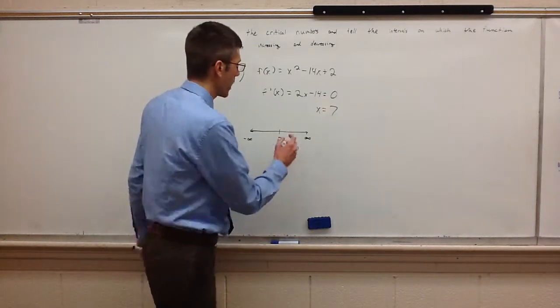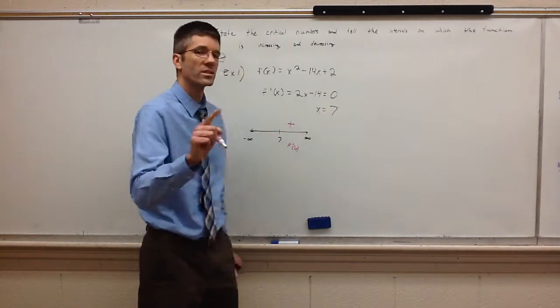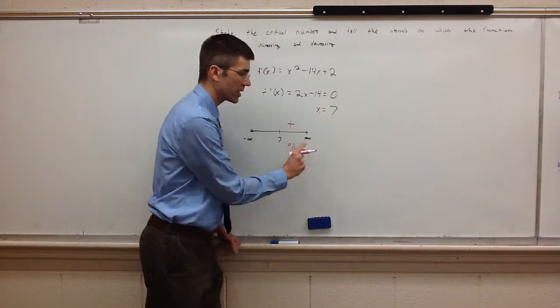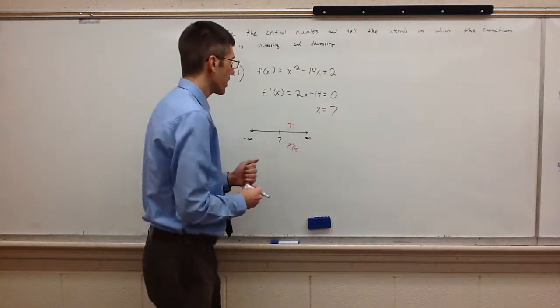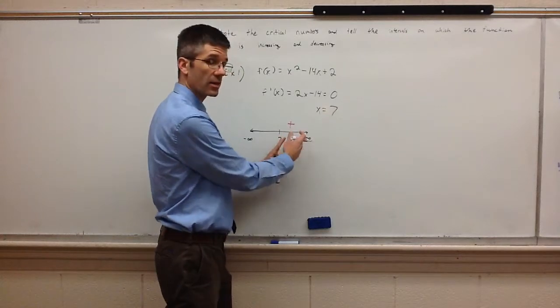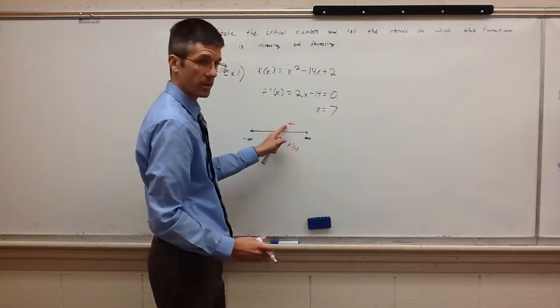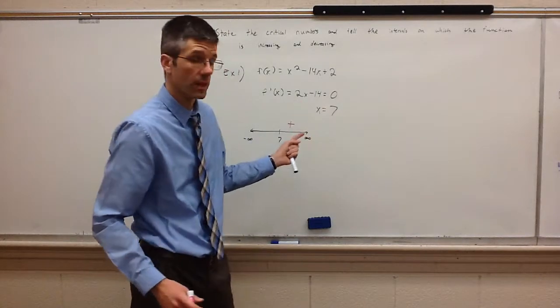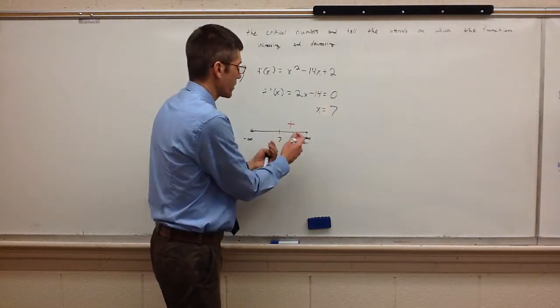I don't care. But I do know it's positive, which tells me that on the interval from 7 to infinity, this thing is increasing. Because it does not matter what number I plug in this interval, it's always going to be increasing. Always going to have a positive slope. It won't always be positive 6, but it's always going to be positive.